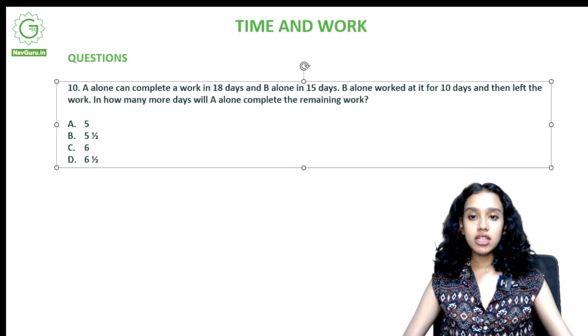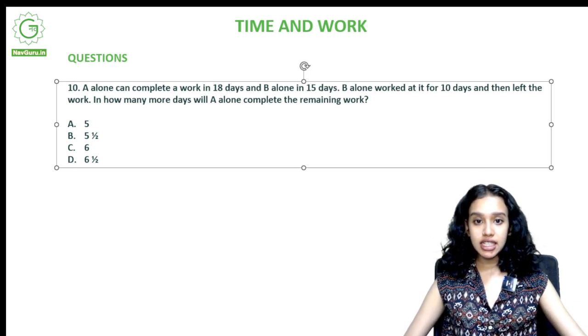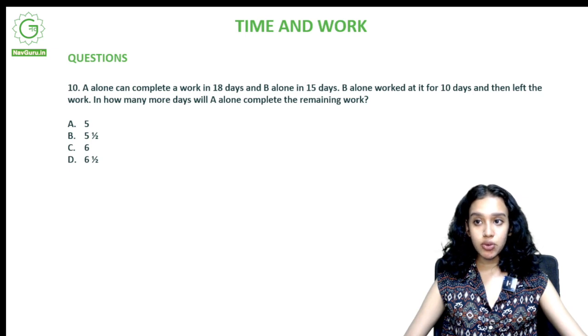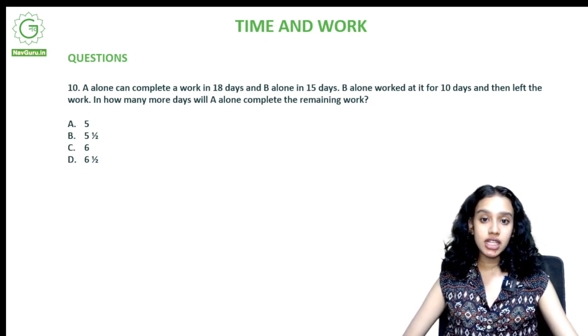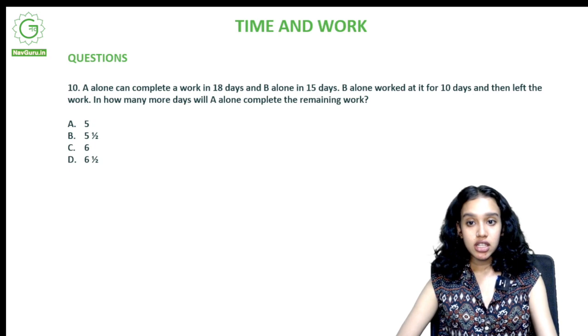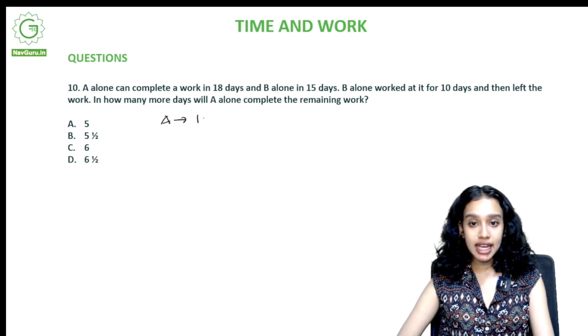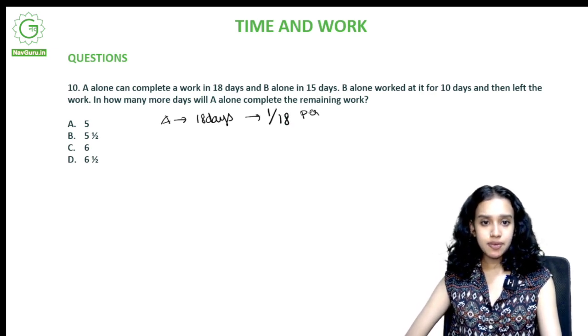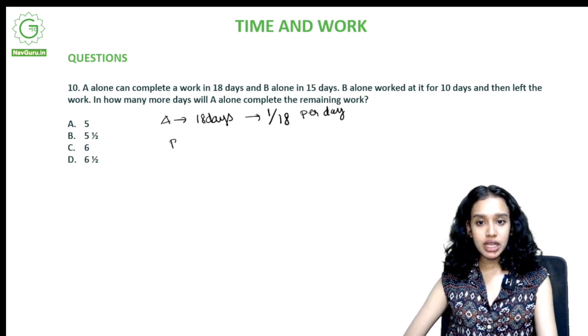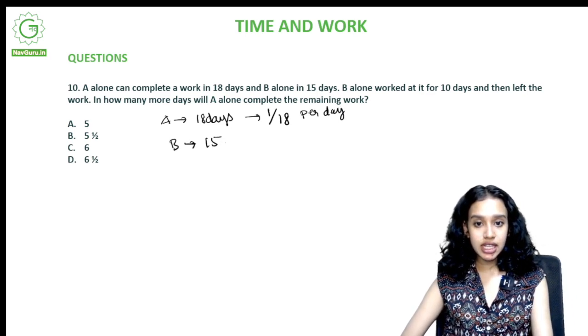So here A alone can complete a work in 18 days and B alone can complete a work in 15 days. Now B alone worked at it for 10 days and then left the work. In how many more days will A alone complete the remaining work? So A alone took 18 days, so the amount of work done by A is 1 by 18 per day. Now for B, it became 15 days, so it's 1 by 15 per day.